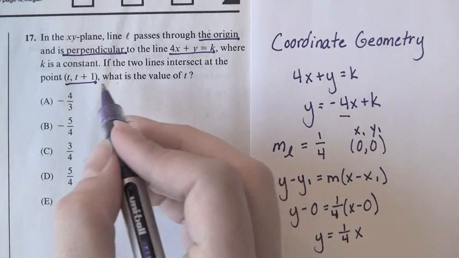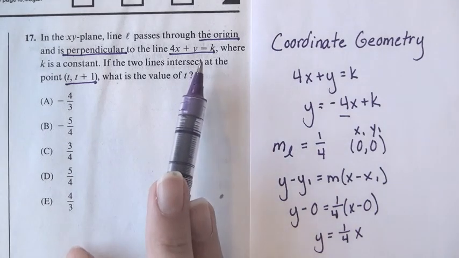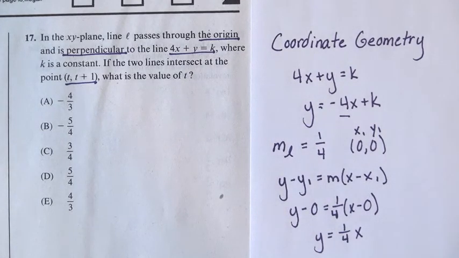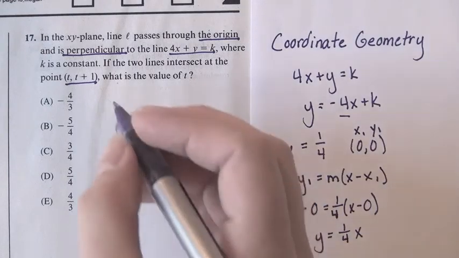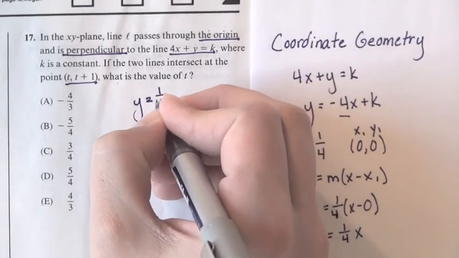Now the next step is to use this information. If the two lines intersect at the point t, t plus 1, what is the value of t? Well, both lines have to contain that point x, y, t, t plus 1. Now we have the formula of both lines, but one of these formulas is more useful than the other one. This one has an unknown k in it, and this one we have explicitly solved. So let's use the one that we've worked so hard to solve for, and that doesn't have a mystery k in it. The equation of line L, y equals 1/4 x.